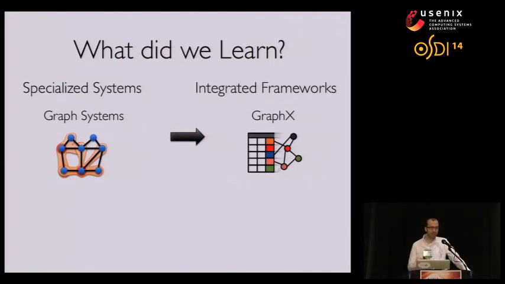So we learned that leveraging advances in specialized graph processing systems enabled us to build general purpose frameworks for graph processing. And I'll end with that.